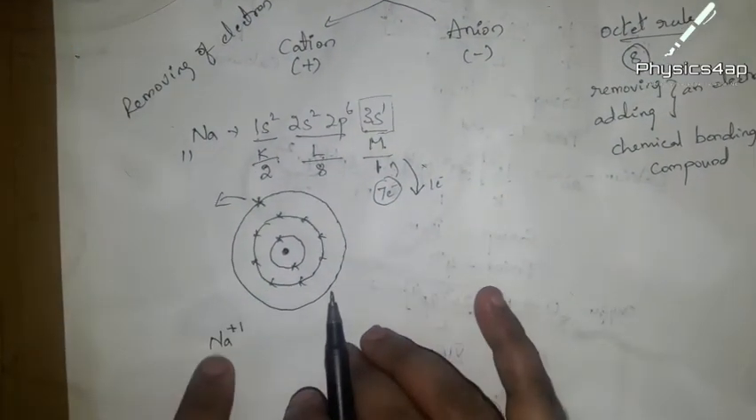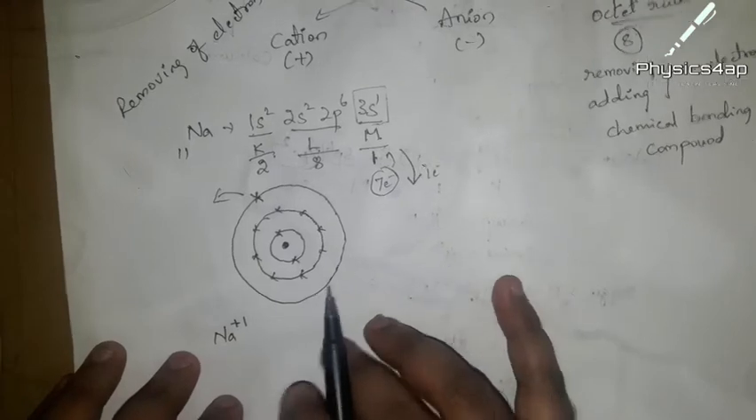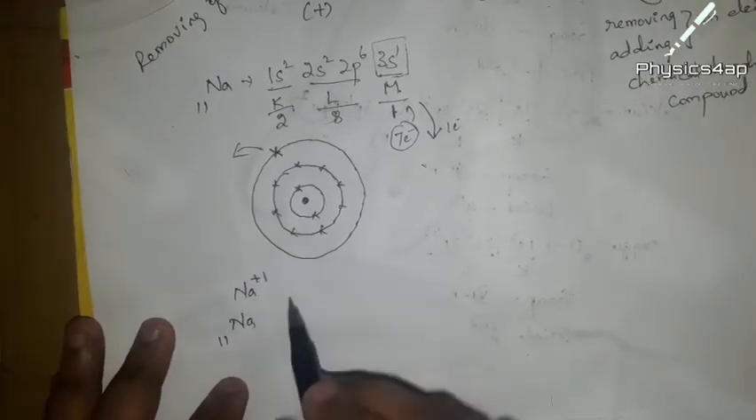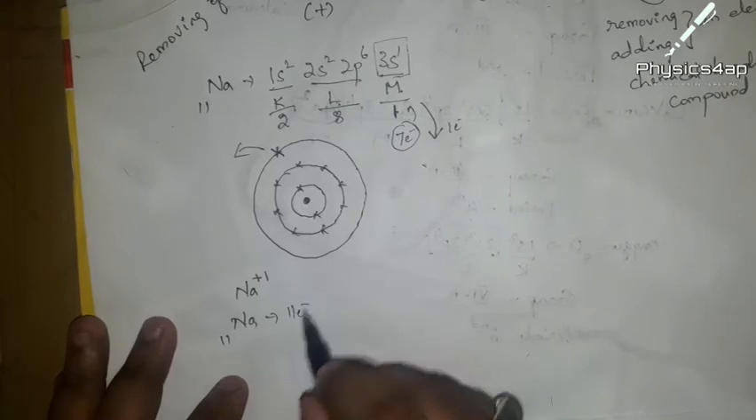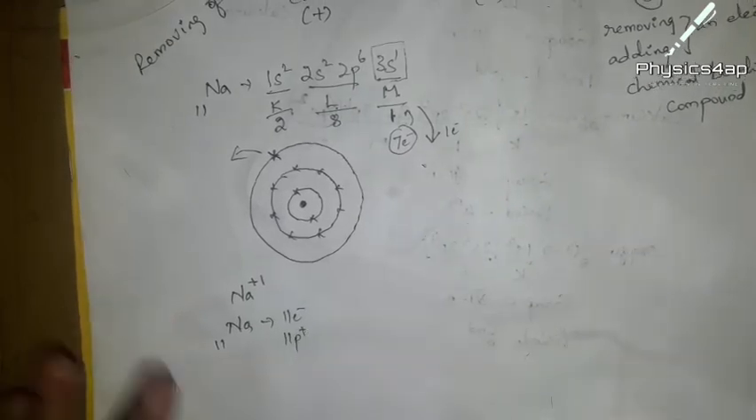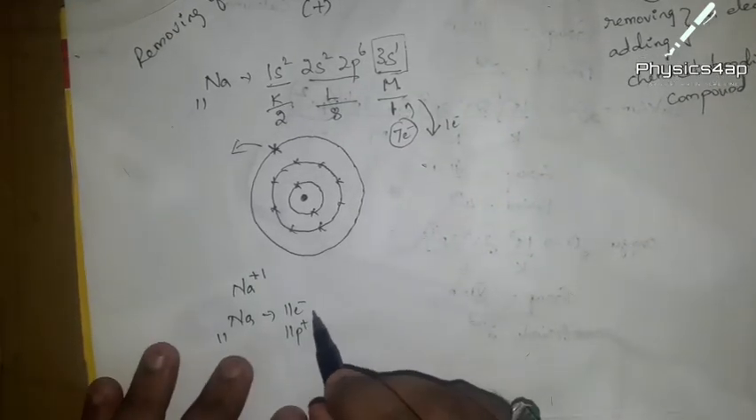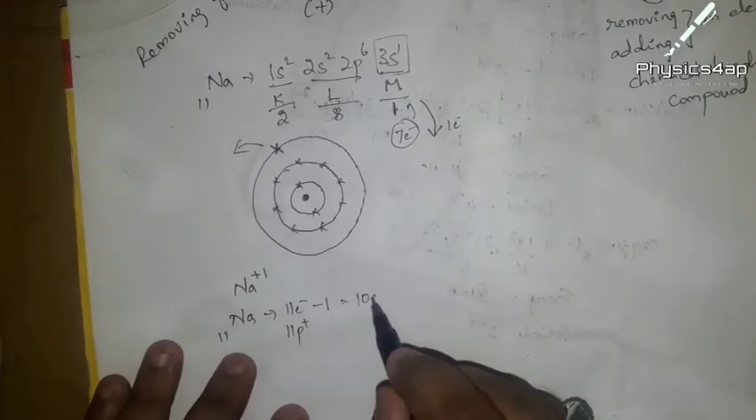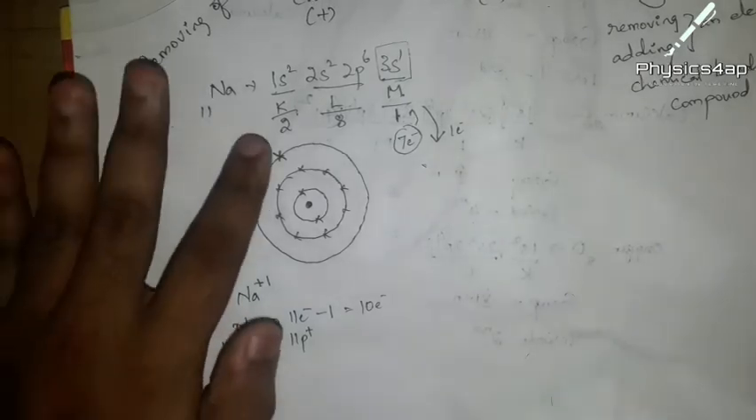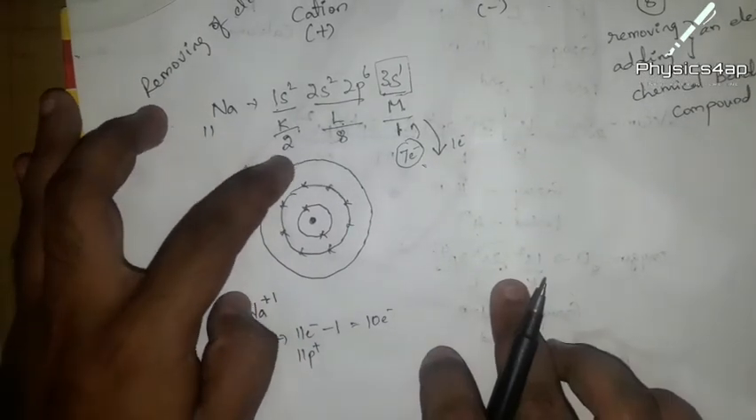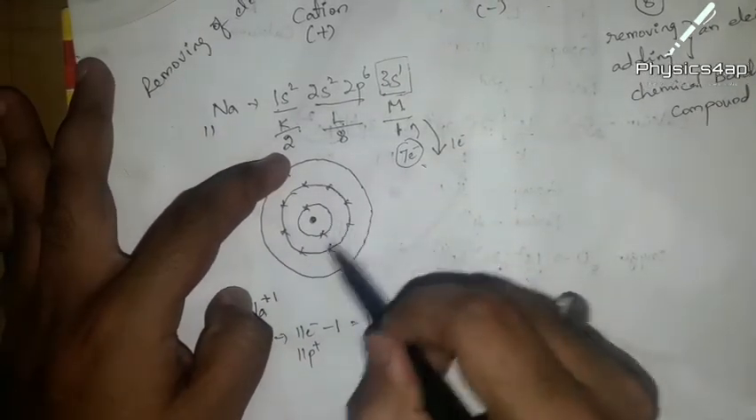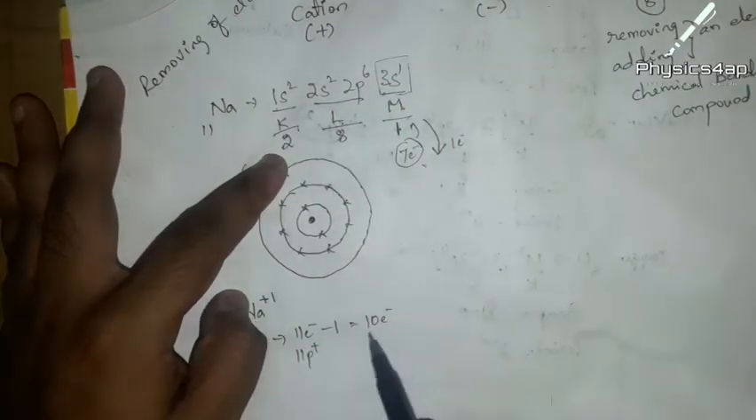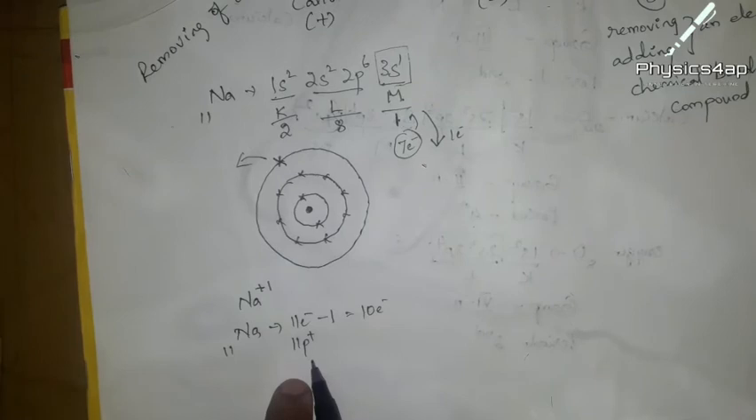So why do we get a positive charge when we remove an electron? Simple: as sodium we have 11 electrons. That means it consists of 11 electrons and 11 protons. Now when we remove an electron, that is -1, so how many electrons do we get here? 10 electrons. As we see in the picture, if we remove one electron, 2 plus 8, that means 10 electrons will be present.